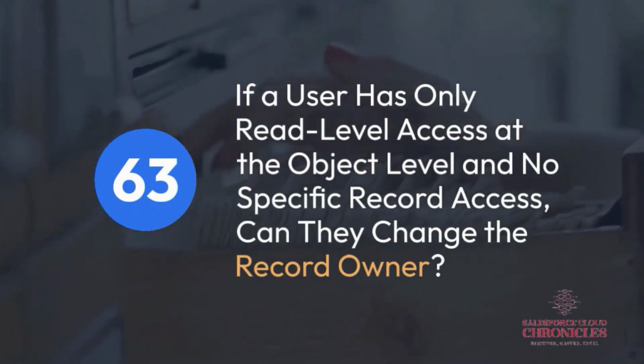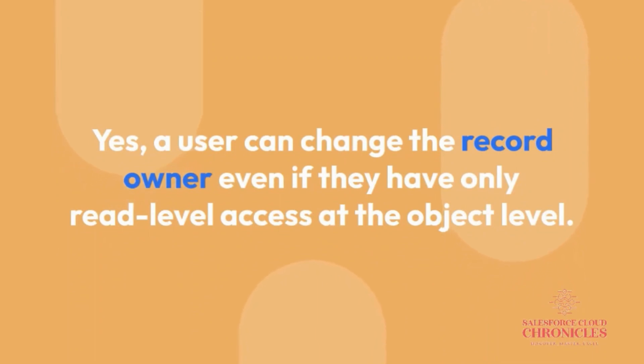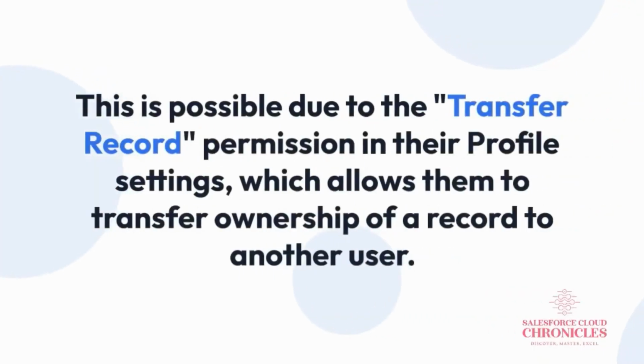Question 63. If a user has only read-level access at the object level and no specific record access, can they change the record owner? Yes, a user can change the record owner even if they have only read-level access at the object level. This is possible due to the transfer record permission in their profile settings, which allows them to transfer ownership of a record to another user.